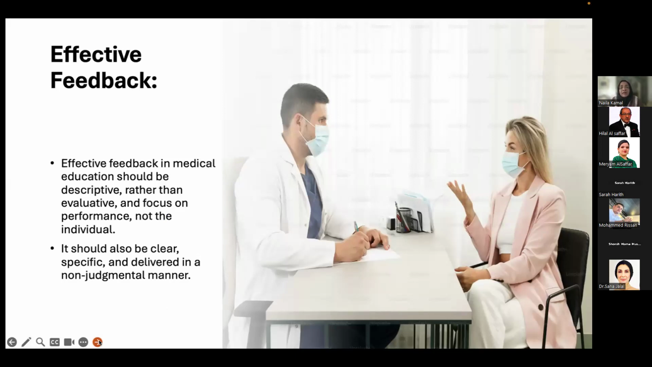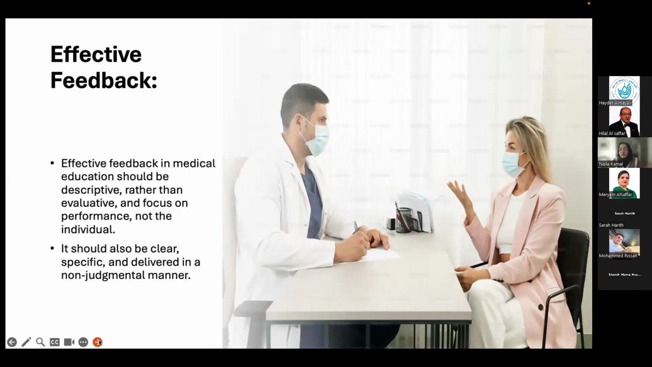And in medical education, effective feedback is descriptive. It's not evaluative. It's not an assessment that you are doing at that moment. It could follow on from an assessment, but this is a total description. This is what you did, and this is what was observed.